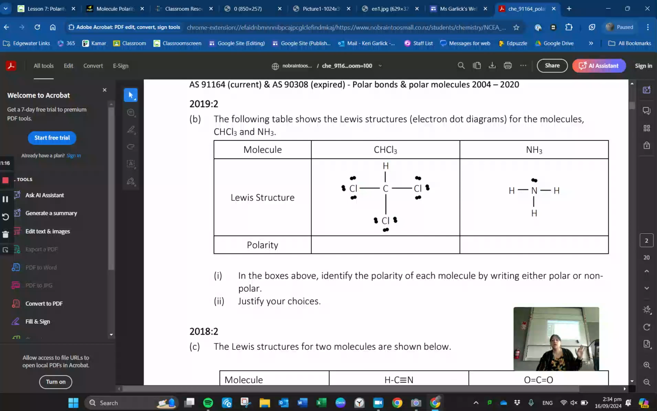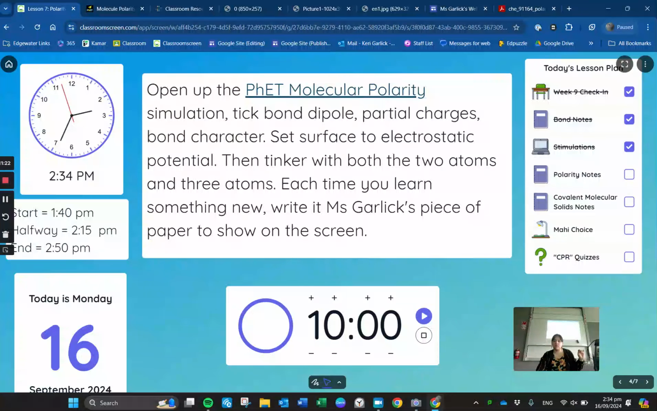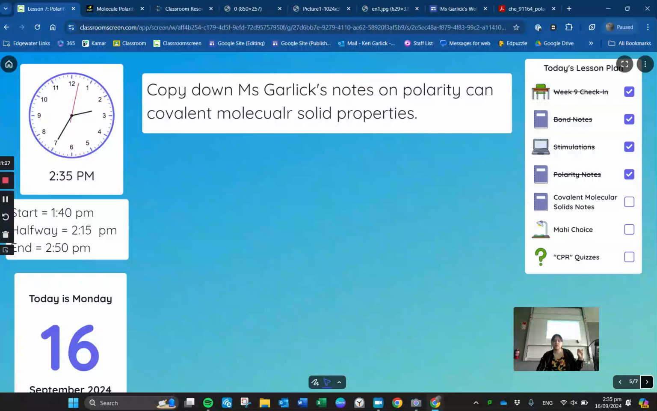All right? Questions, concerns, or comments about that? All right, cool. I'm going to stop it here, and I'm going to go through the last bit of notes, which is about our covalent networks.